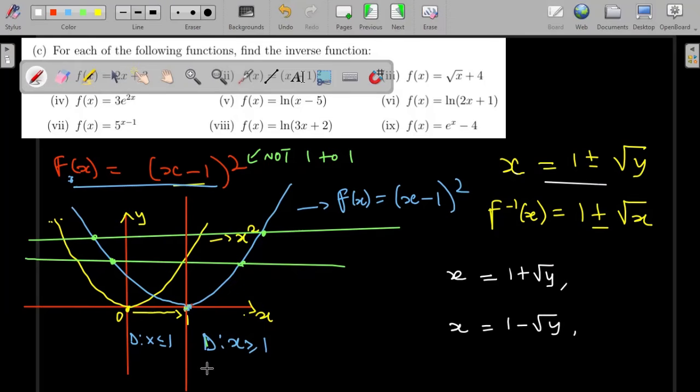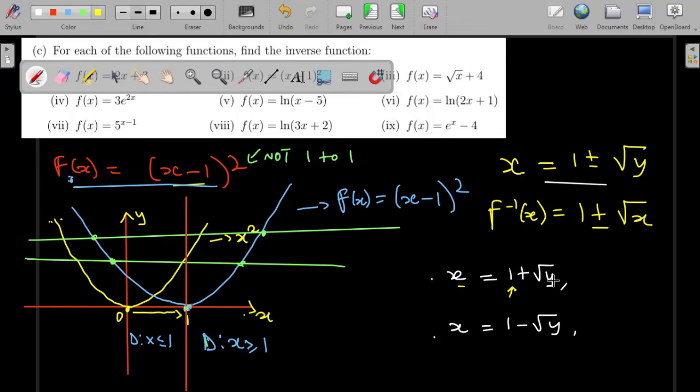So now look at these restricted domains. For this part here, we said x should be greater than or equal to 1. So between these two equations, where will x be greater than or equal to 1? We see that it will be in the first equation, because here I'm saying x equals 1 plus the root of y. I'm adding something to this 1 here. So the answer for this x will be greater than or equal to 1, because I have 1 already and then I'm adding something. So if this is 0, it will be 1.